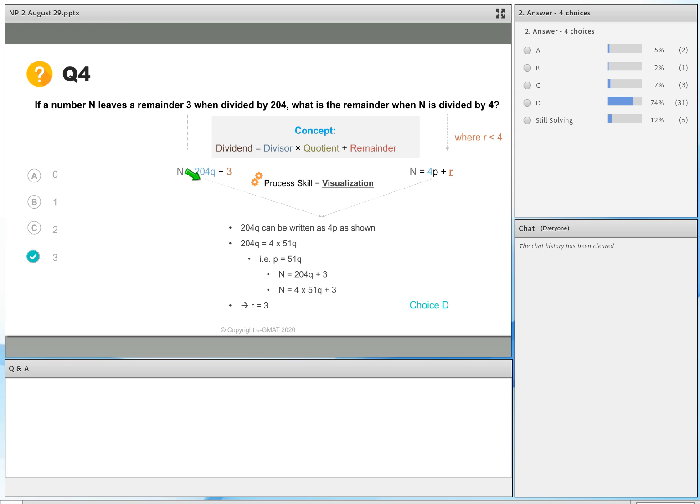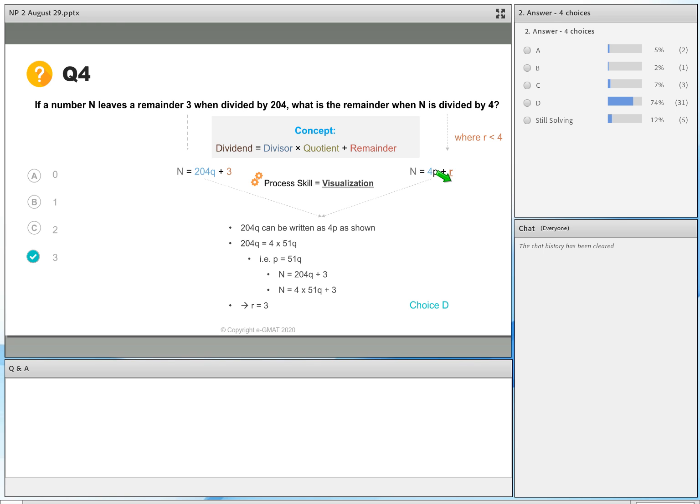N is equal to 204Q plus 3, where 204 here is the divisor, so I put it here. The quotient I don't know, I'm just calling it Q. The remainder is 3. What I want is what happens when N is divided by 4. Yet again, my dividend place is the same. It still stays N. The divisor is 4, the quotient is P, and R, the remainder, is what I want.